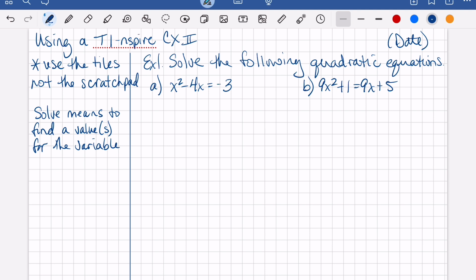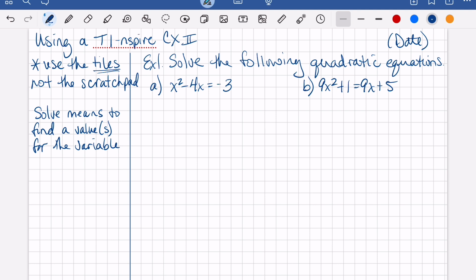So go ahead and get the title, date, separate your page left side, right side. I'll show you this in the calculator, but what I want you to do is use the tiles, not the scratch pad. So please make sure that you make note of that.